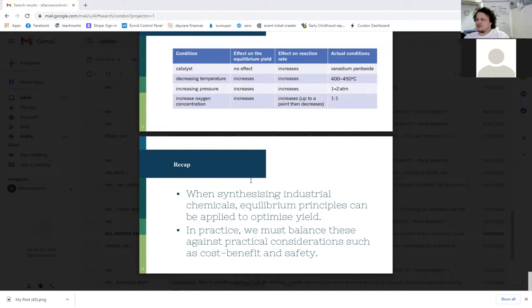Okay, when we're synthesizing the industrial chemicals, we have to balance the equilibrium conditions. We can't just go ramping up the pressure and dropping the temperature, because everything has to be balanced. Because if we start putting 1,000, 10,000 atmospheres, it's going to cost you millions of dollars, and it's not very safe. If something were to fail at those kind of pressures, you would get a massive explosion.